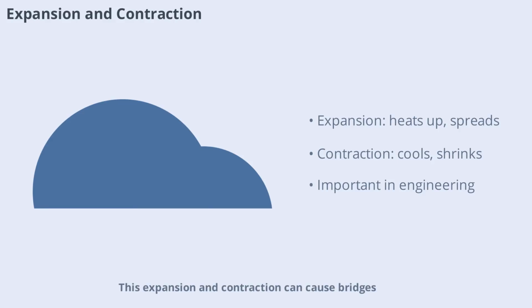This expansion and contraction can cause bridges to stretch in summer and shrink in winter, or glass to crack if heated too quickly. Understanding this property helps engineers design safe structures and products that can handle temperature changes.